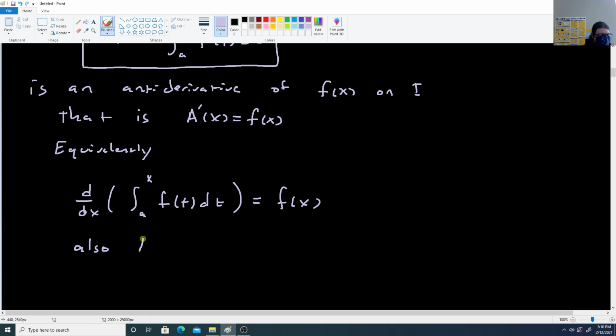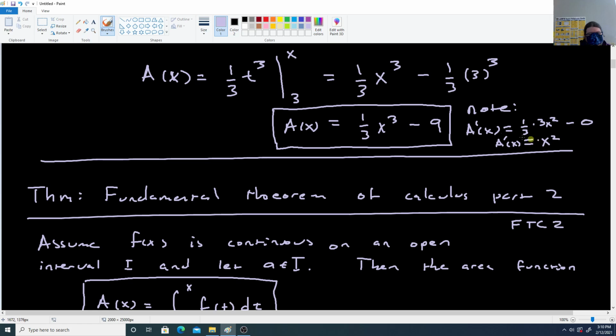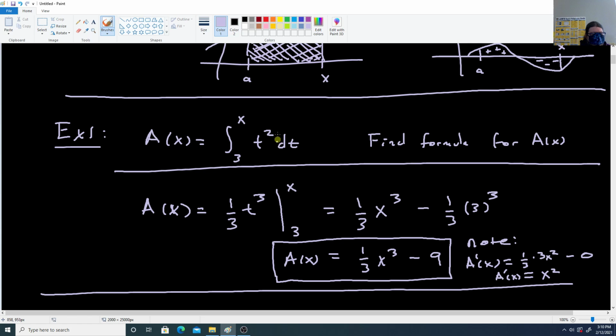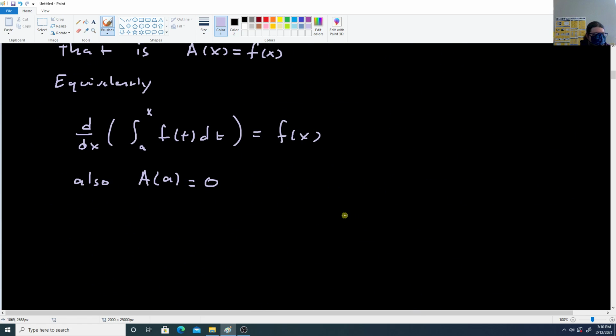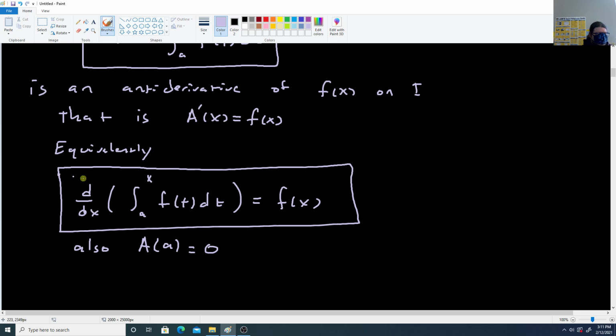Also, the area function evaluated at a equals 0, because the integral from a up to a is nothing. So we kind of saw this here. When we got our area function here and took the derivative of it, we got back x squared. So it was the same form that we had in here, but we had x squared instead. So that's what they're saying here: if you take the derivative of the area function, which is the integral from a up to x of f of t dt, you get the f of t format, but instead of t for the variable, x becomes the variable.